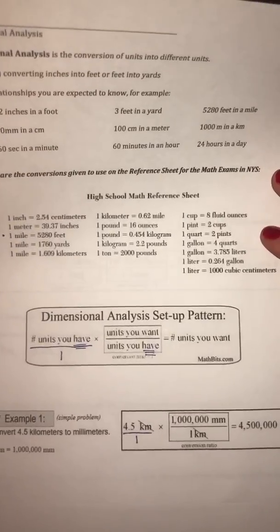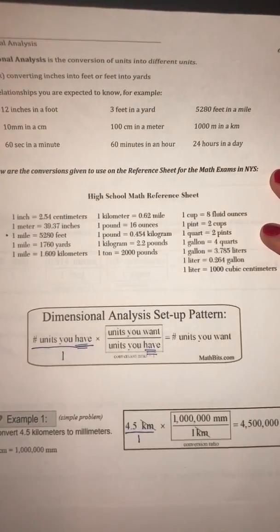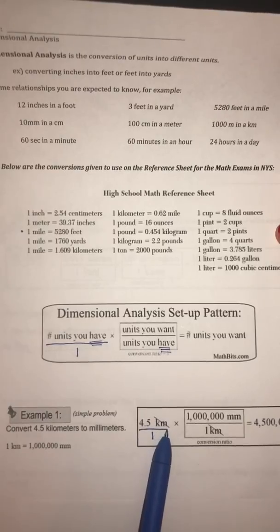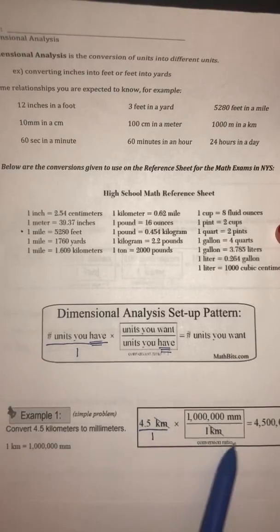Just scoot this here for a second. So here we want to convert 4.5 kilometers into millimeters. So we're going to use the conversion that 1 kilometer is equal to 1 million millimeters. So again, 4.5 kilometers, it is not currently a fraction. So I'm going to put it over 1. And here's the most important piece.